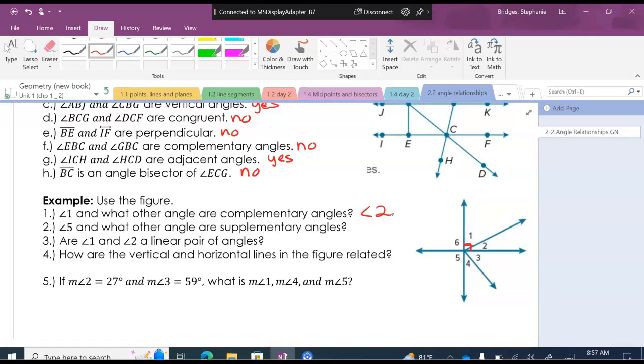Okay, what does complementary mean again? They add up to be? No, that's congruent. 90. It starts with the same letter, so don't get them confused. That is an issue sometimes. Complementary adds up to be 90.